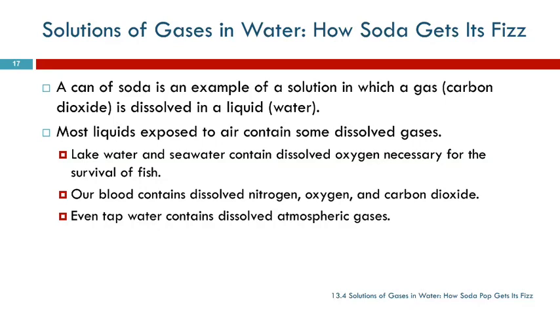Lake water and ocean water have oxygen that dissolves into the water from the air, and that's what the fish need to breathe. Your blood has oxygen, nitrogen, and carbon dioxide from the air dissolved in it.